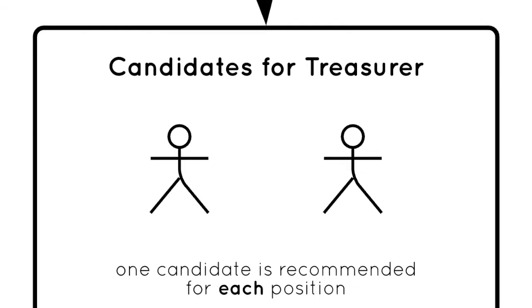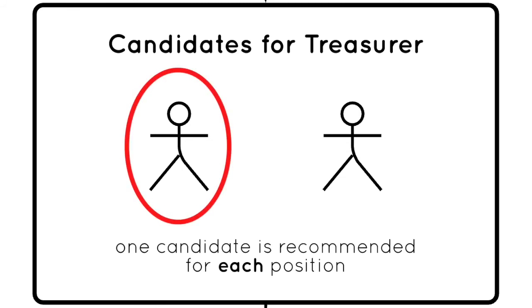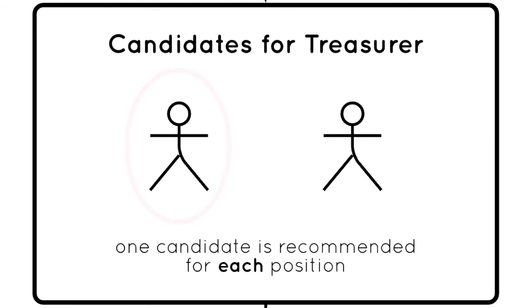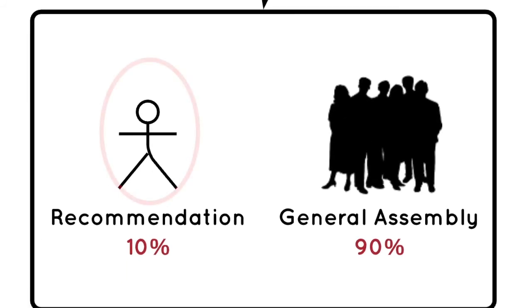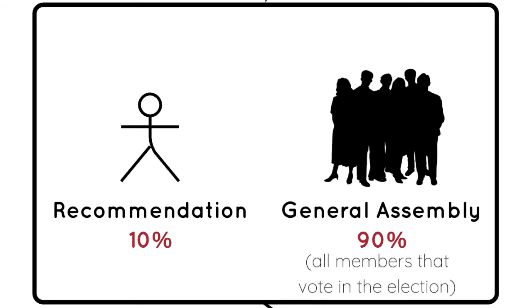After interviewing the candidates and evaluating their CVs and motivation letters based on the criteria they have outlined, the election committee gives a recommendation vote for 1 candidate for each of the positions. The recommendations are typically released prior to the election GA and include explanations of the election committee's criteria and decision-making process. This recommendation counts for 10% of the total vote count, while the vote of the General Assembly, meaning all the members that vote during the election, counts for 90%.